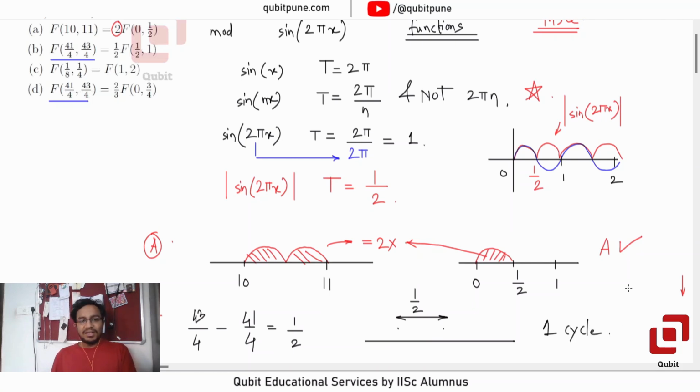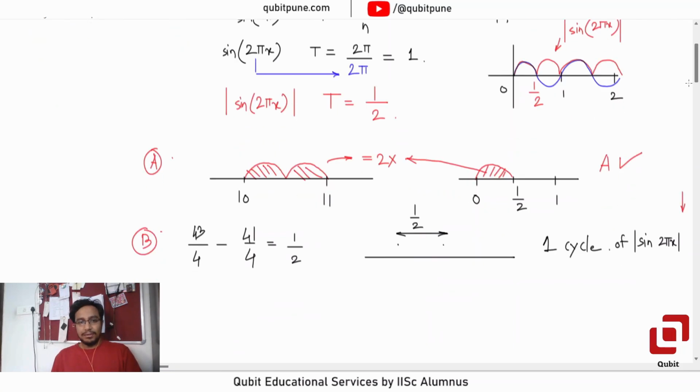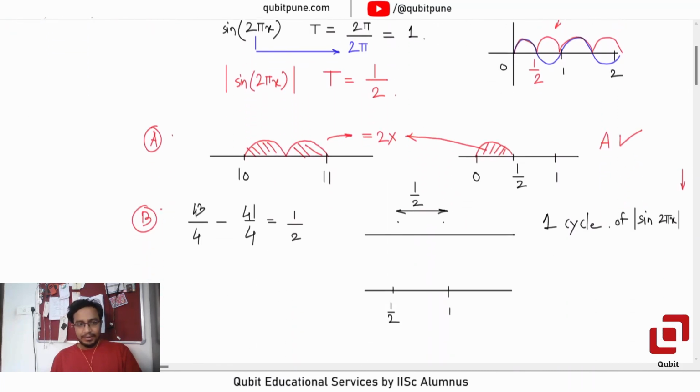Got this idea? This integral from 41 by 4 to 43 by 4 will also be covering 1 cycle of mod of sine 2 pi x. Raise your hands if you got this. Now please tell me, will it be equal to half of f of 1 upon 2 into 1? No, it won't be. Because when it comes to 1 upon 2 to 1, it is actually 1 complete cycle.